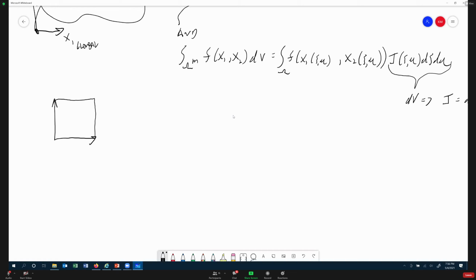Is the Jacobian considered a transformation matrix? It is. Okay.